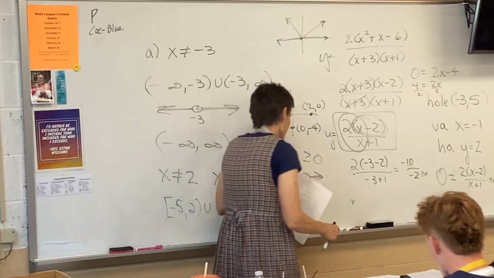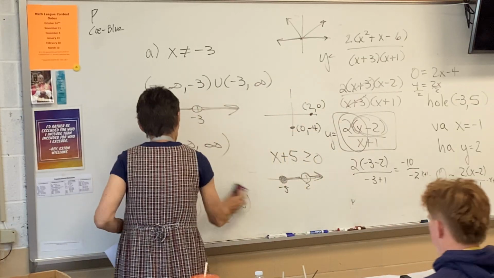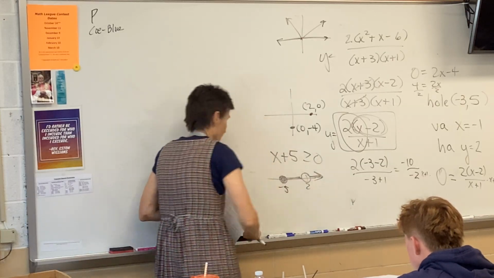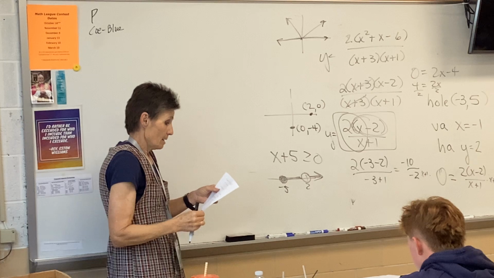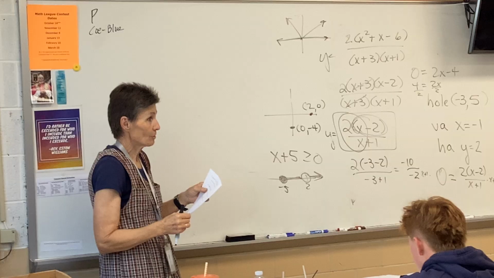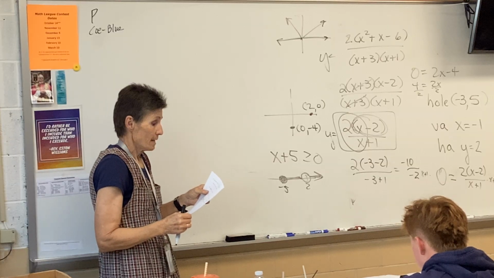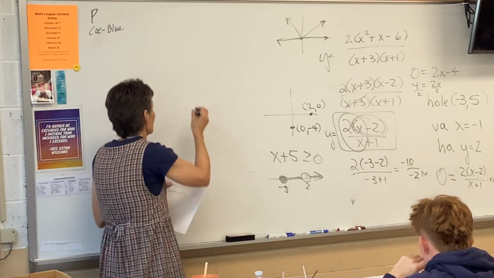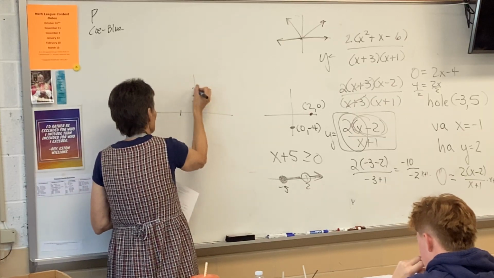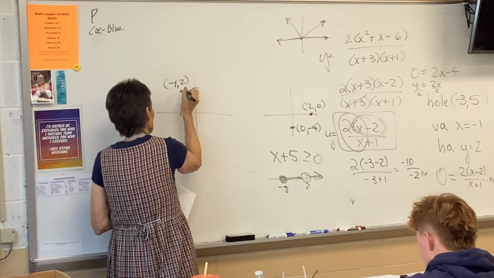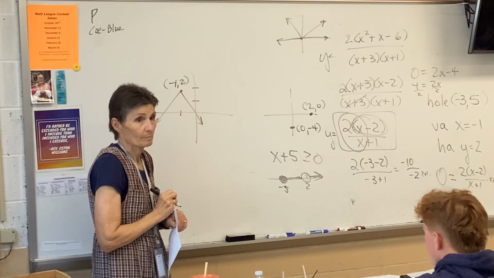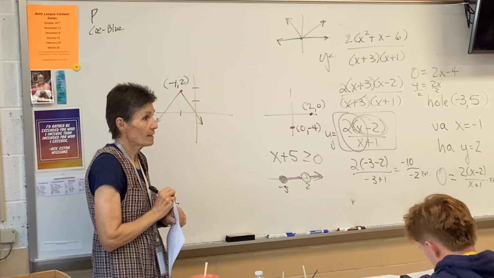Number 5, sketch. All right, this is a lot going on here. What general shape is this going to be? Absolutely, a V. However, there's a negative out in front of it. That means it goes upside down. And it's going to be moved left 1 and up 2. So -1, 2, upside down V. Is that okay?